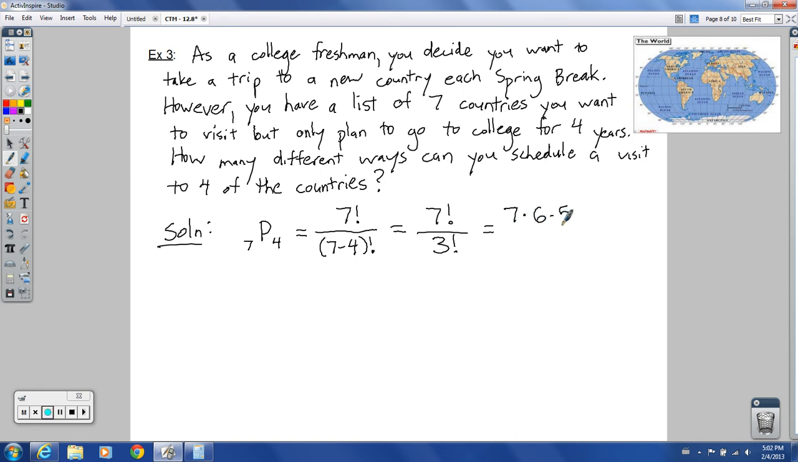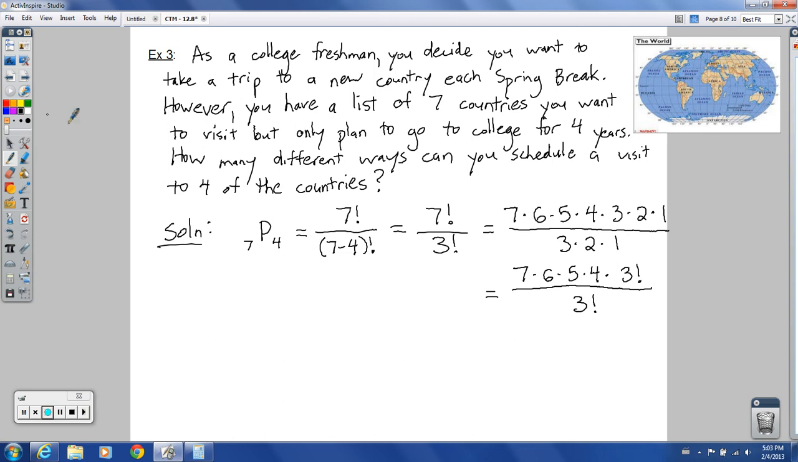7 times 6 times 5 times 4 times 3 times 2 times 1 over 3 times 2 times 1. So that's the long way. Here's the shortcut way. You can think of it this way too. 7 times 6 times 5 times 4, maybe it doesn't seem so short right now, but we're going to simplify it like that, times 3 factorial over 3 factorial. That's the same thing here. Watch this. This is slick.